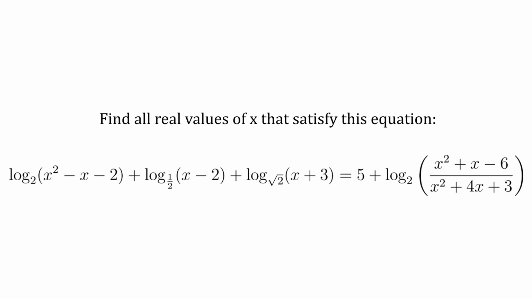Find all real values of x that satisfy this equation. Log base 2 of x squared minus x minus 2, plus log base 1/2 of x minus 2, plus log base square root of 2 of x plus 3, is equal to 5 plus log base 2 of x squared plus x minus 6 divided by x squared plus 4x plus 3. I'll give you guys some time to try to solve this question.